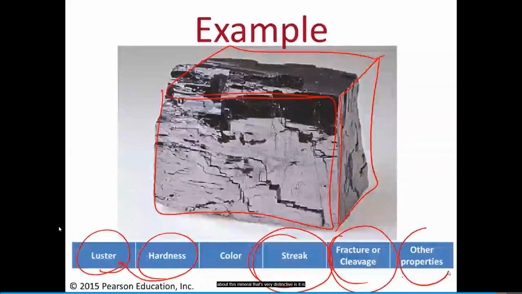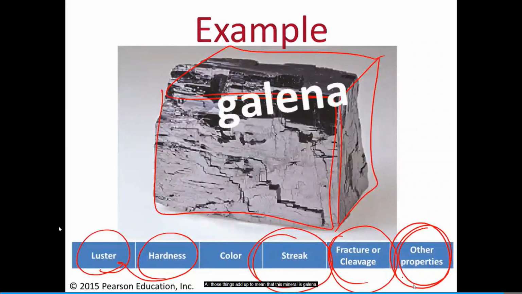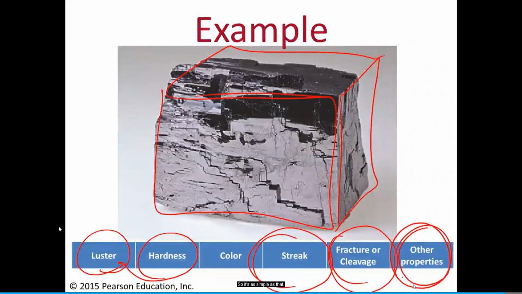The other thing that you'll notice about this mineral that's very distinctive is it is quite dense. That's because it's lead sulfide, and the presence of lead in the crystal structure makes it a very heavy mineral indeed. All those things add up to mean that this mineral is galena. So it's as simple as that.